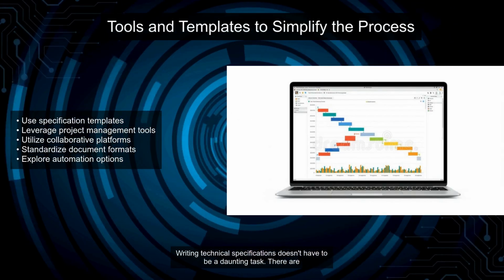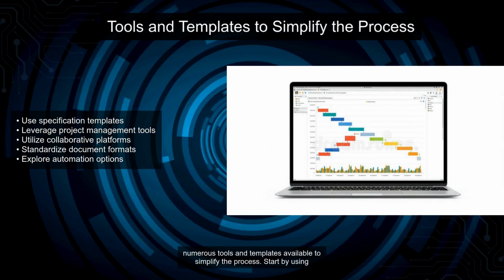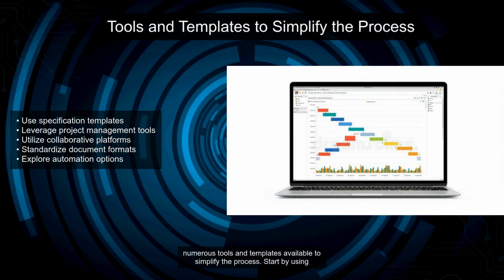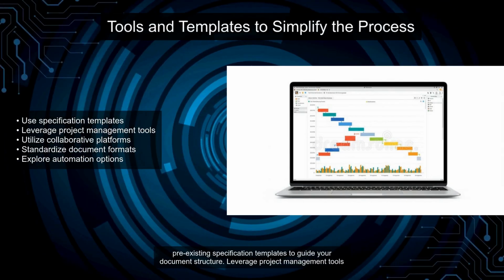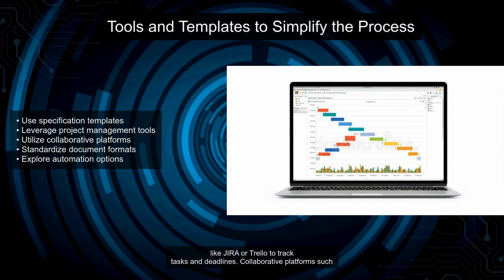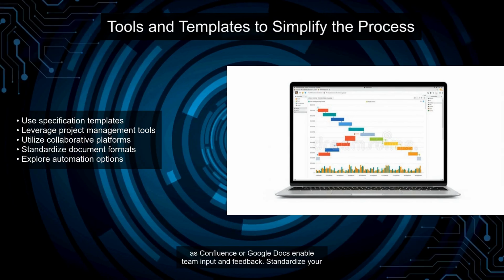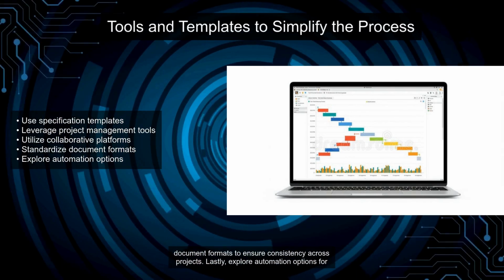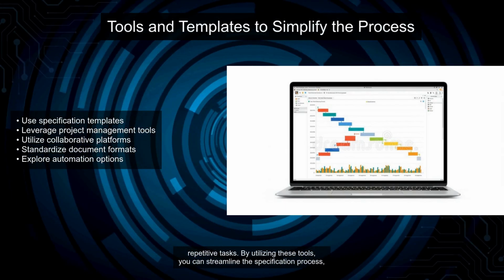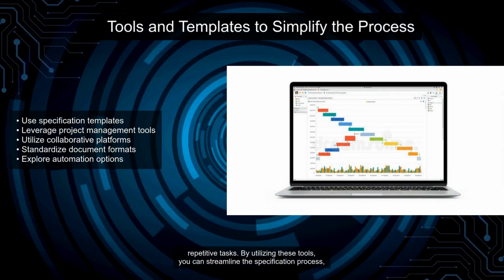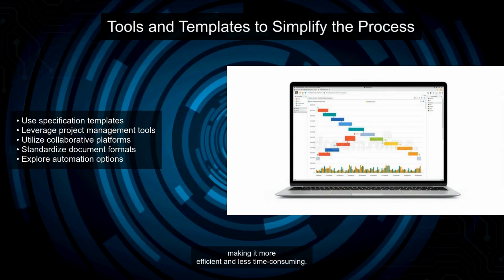Writing technical specifications doesn't have to be a daunting task. There are numerous tools and templates available to simplify the process. Start by using pre-existing specification templates to guide your document structure. Leverage project management tools like Jira or Trello to track tasks and deadlines. Collaborative platforms such as Confluence or Google Docs enable team input and feedback. Standardize your document formats to ensure consistency across projects. Lastly, explore automation options for repetitive tasks. By utilizing these tools, you can streamline the specification process, making it more efficient and less time-consuming.